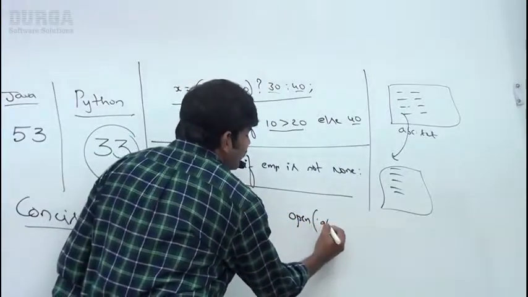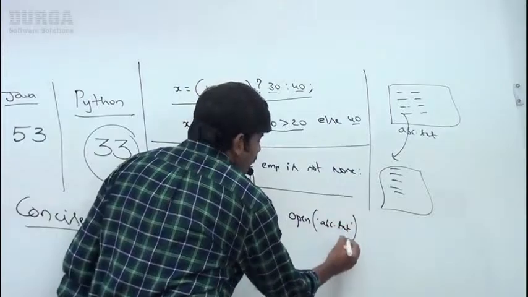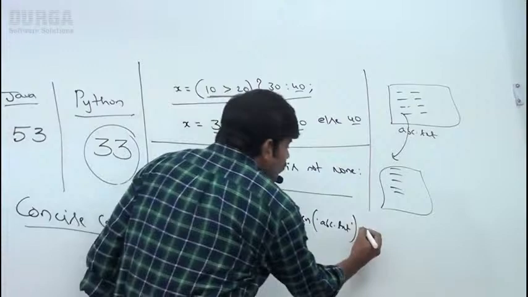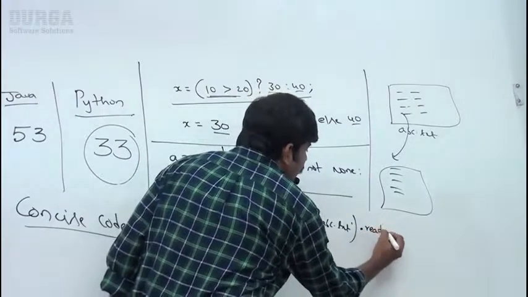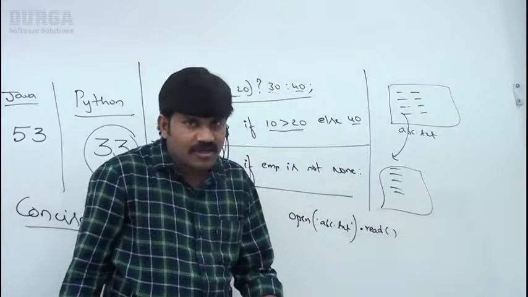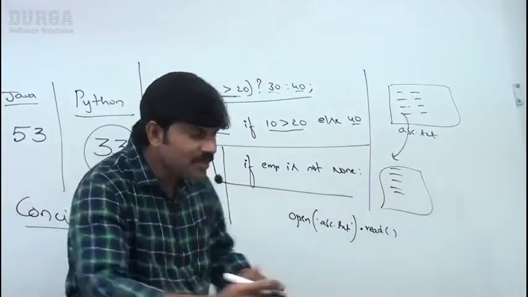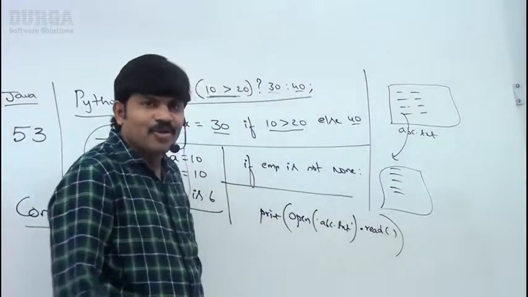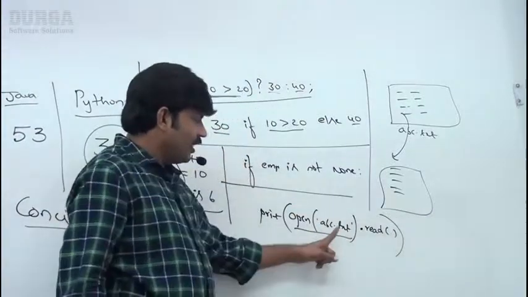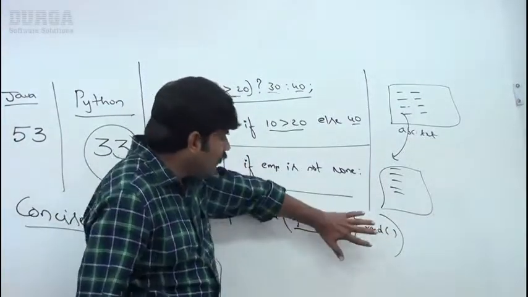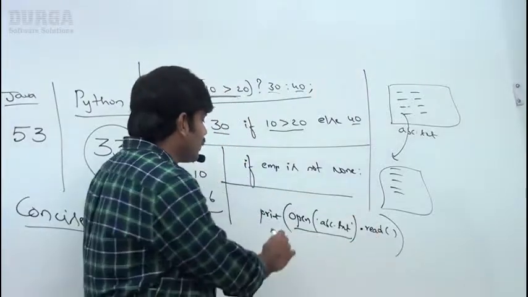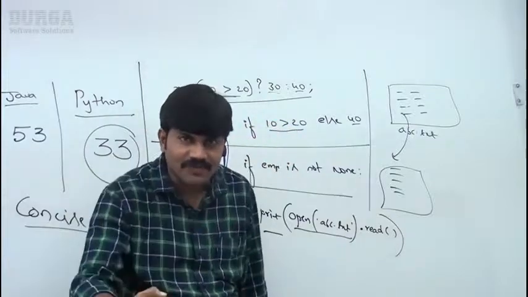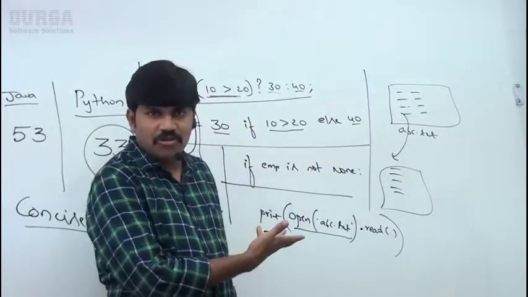Open abc.txt, read the data, and print this data. That's it. Open abc.txt, read the data, and print that read data to the console. That's all. A single line which is going to read the total data from the file and print it to the console. How beautiful this code is.